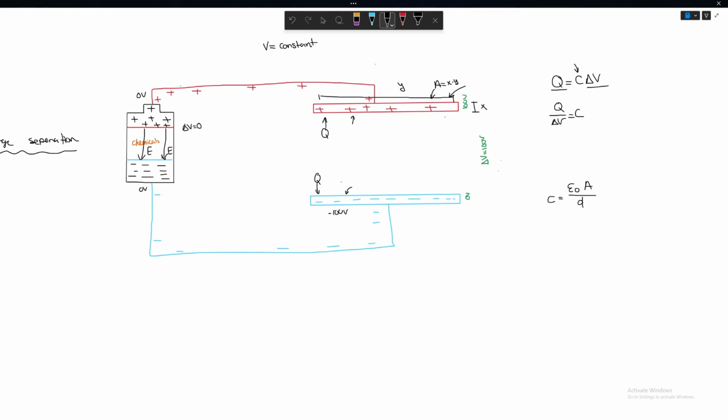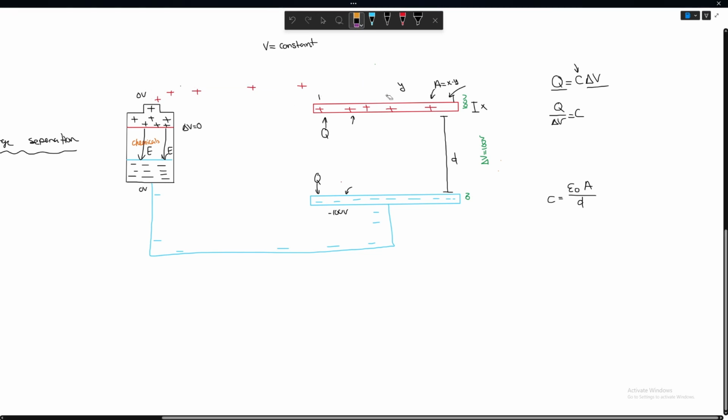Now, it also depends on the distance apart they are. And that would be d. And now, why does capacitance depend on the way it's built? Well, one, if I have a bigger area, I can hold more charge. And if I can hold more charge, then, well, I'll have a bigger Q. And it's also about the distance. But why is that? Well, think about it this way.